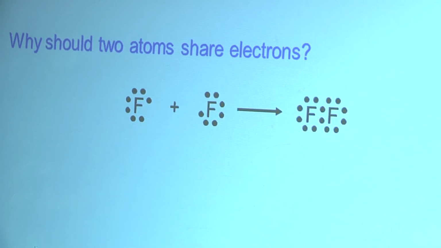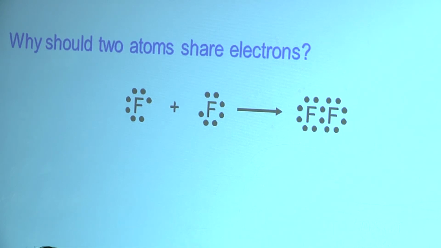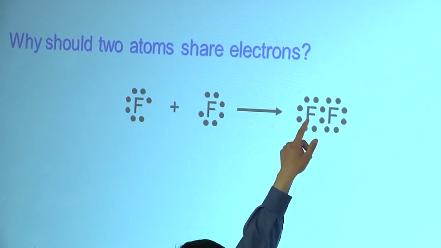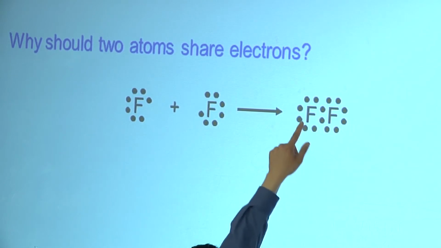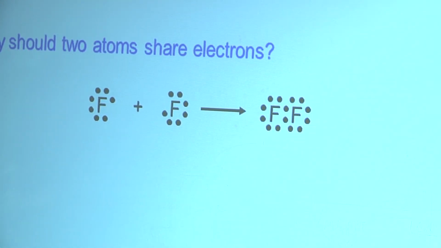So what we can do is draw it like this. Now there's two nice F atoms. They're, I don't know, brother and sister, and they're sharing their cookies. They're both happy, because both of these two electrons that are in between the two Fs count for this F and for that F. So this F has 8, this F has 8. Octet rule is fulfilled.